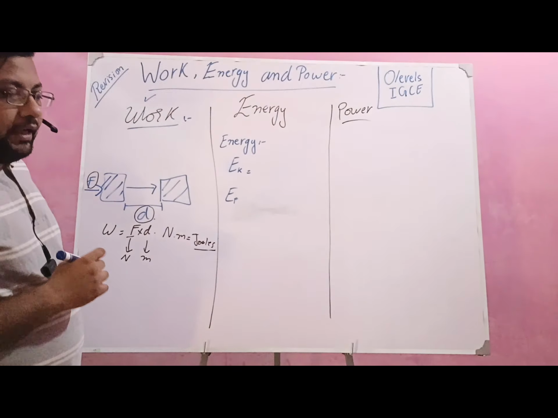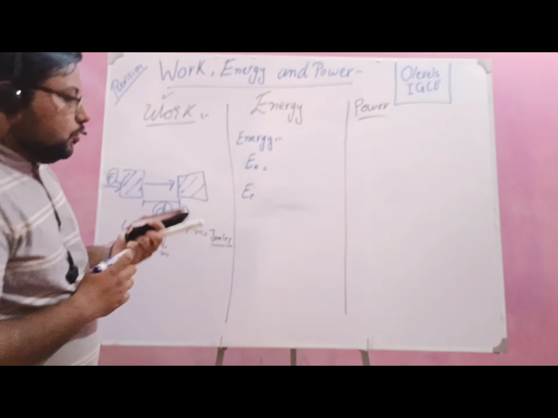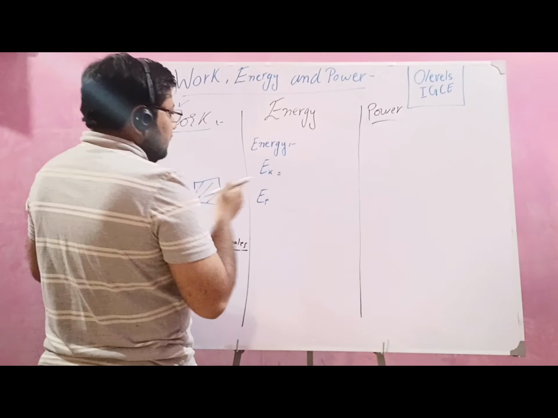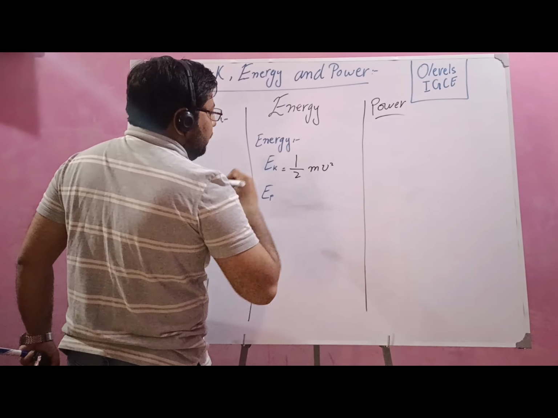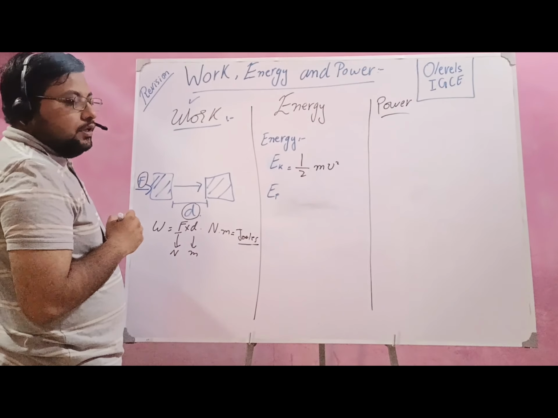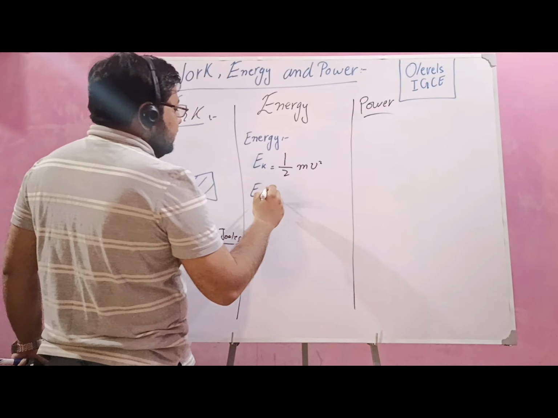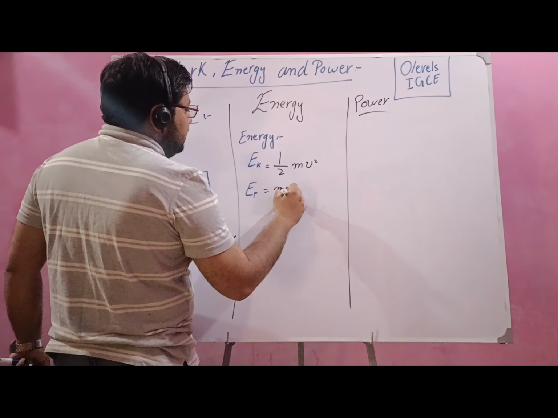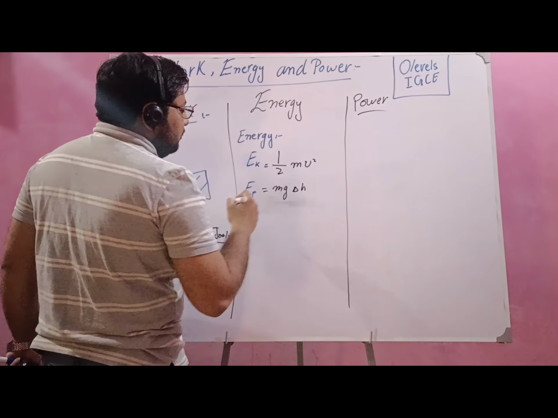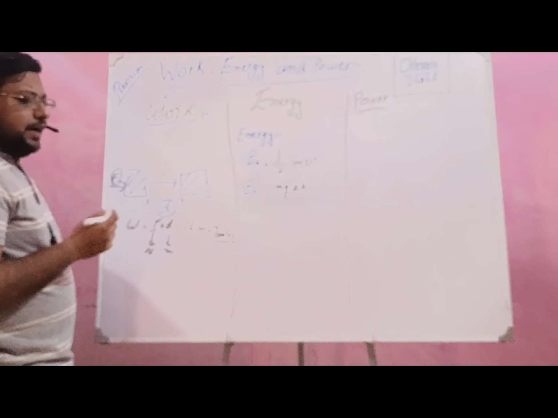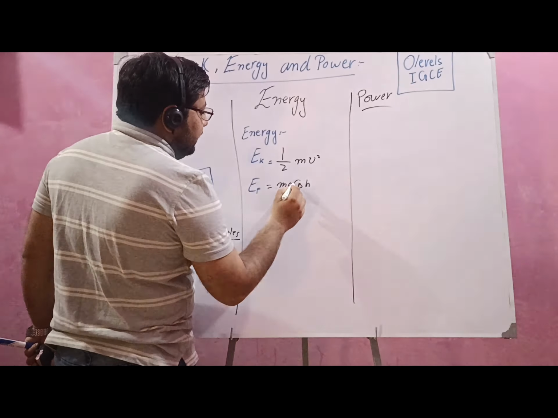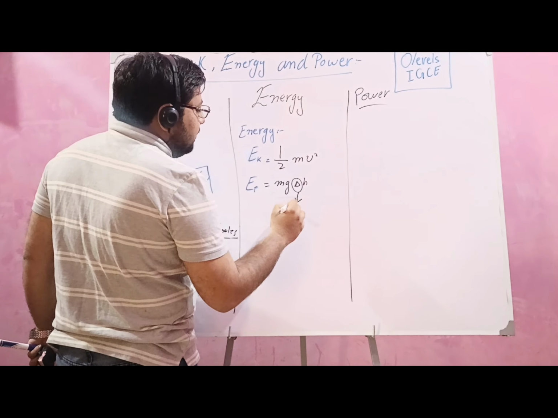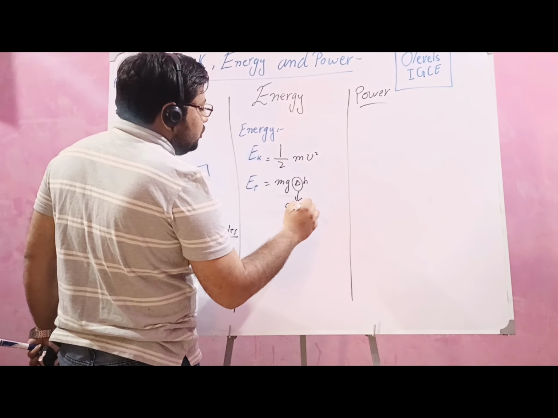Now for kinetic energy, the formula is half mv square. And for potential energy, the formula is mg delta h. Why am I not writing only h? Because this delta basically shows the change.